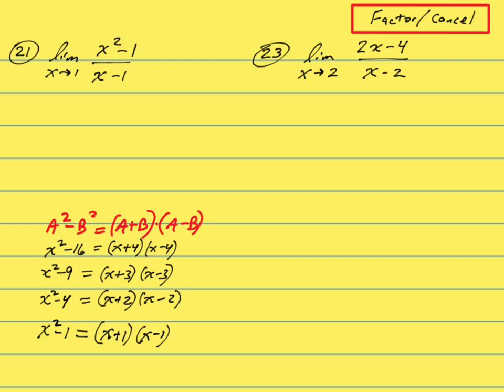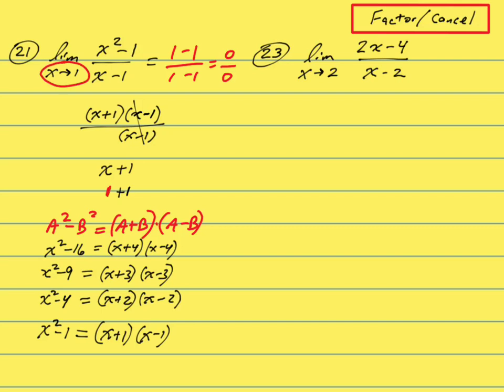So I'm going to take my numerator here, and I'm going to factor it. However, first I might try direct substitution. If I put in a 1, I get 0 over 0, which is an indeterminate form. So if I factor the numerator, and I cancel it with the denominator, that leaves me with x plus 1. What is the x approaching? 1. So if I put 1 in, this limit is 2. 1 plus 1.